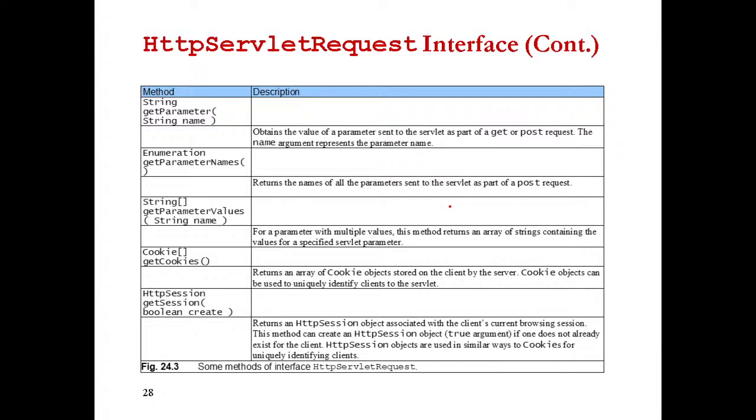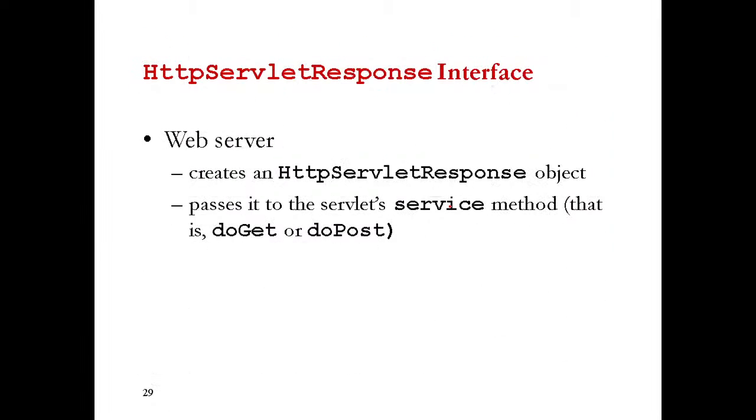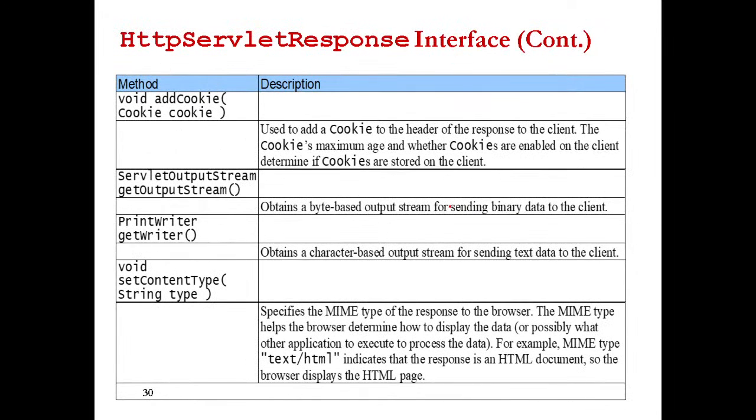HttpSession is a return type. Then getSession is for getting the session that is handling this whole process, and it returns the state of the HttpSession to the client. Then there is the response interface, which creates a response object and passes it to the service method of our servlet, either doGet or doPost. It has methods like addCookie, getOutputStream, getWriter, or setContentType.